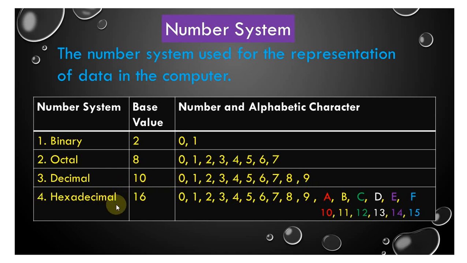The hexadecimal system has 16 numbers, but it is a bit different. It starts from the numbers 0 to 9. Then A represents 10, B represents 11, C represents 12, D represents 13, E represents 14, and F represents 15. Altogether there are 16 numbers. We will see how we can work with these number systems.